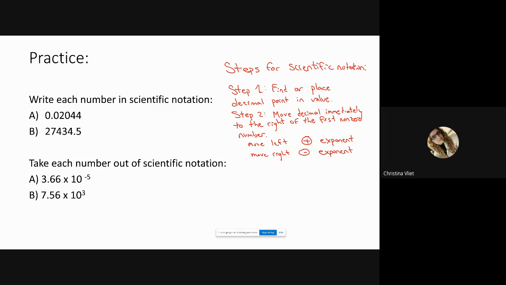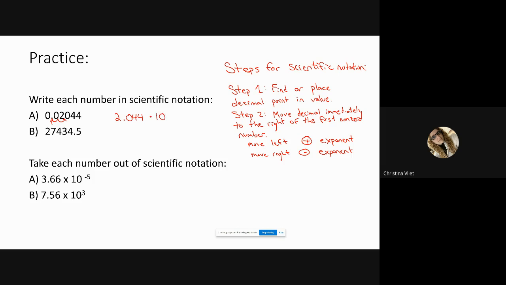All right, so I'm going to start working through step one. Step one, find or place the decimal. It's here. So found. Next step, move the decimal immediately to the right of the first non-zero number, which means I'm going to move my decimal right here. Then you're going to rewrite the value starting with that first non-zero number, which is 2, and then all the other numbers trail. So it becomes 2.044. Multiply by 10.